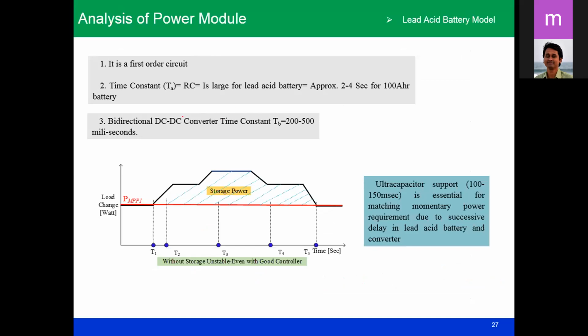So here I already mentioned that if you use a lead acid battery, its response time for a 100 ampere hour battery is around 2 to 4 seconds, whereas if you use an ultra capacitor, it's around 100 to 150 milliseconds. So the ultra capacitor response time is very, very fast compared to your lead acid battery. The lead acid battery is good enough to supplement the base energy, but if you have a peak demand, let us say this is the peak demand, that energy can be supplied by the ultra capacitor. So this is the thing we need to focus on to maintain the overall stability.